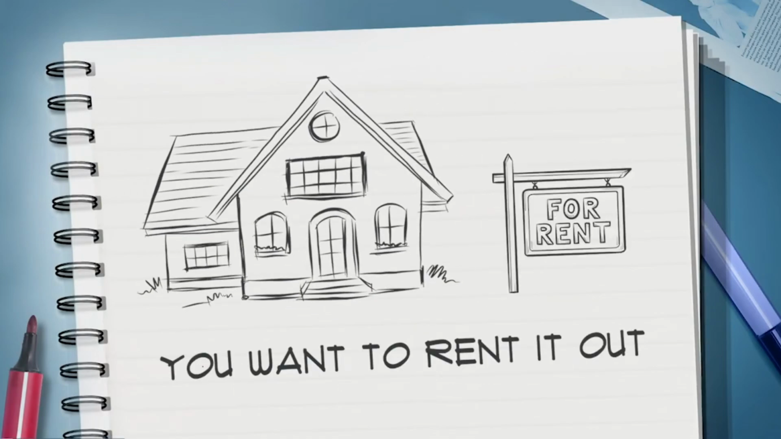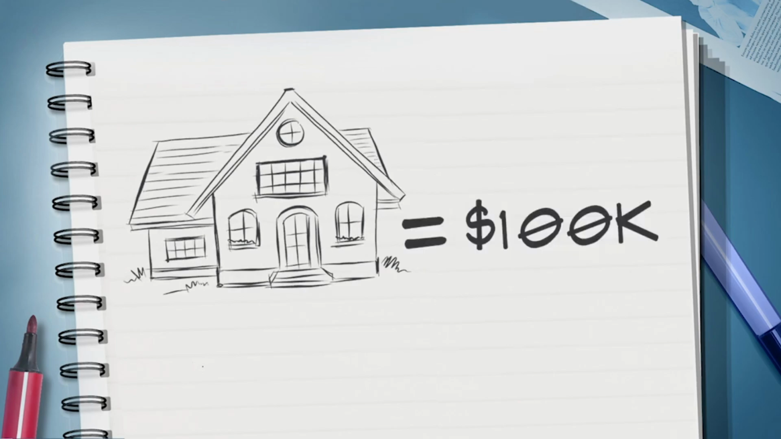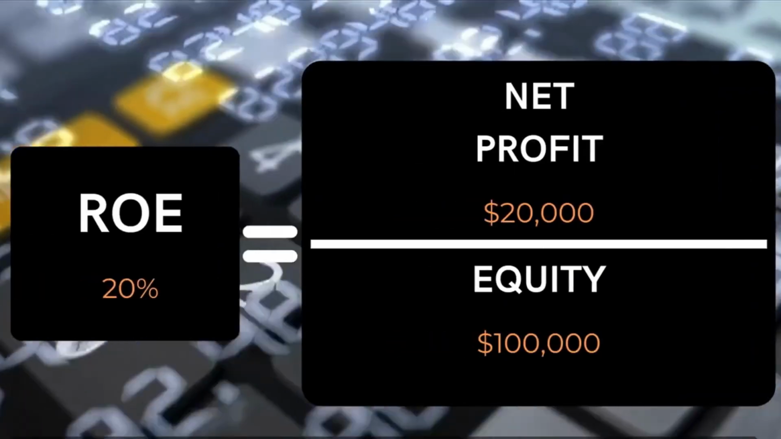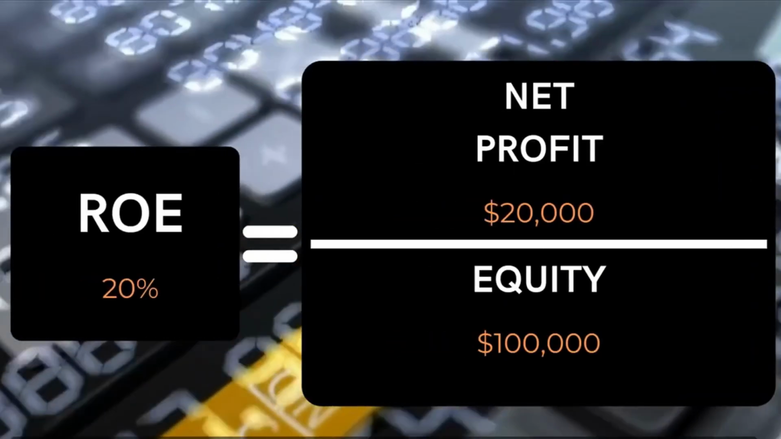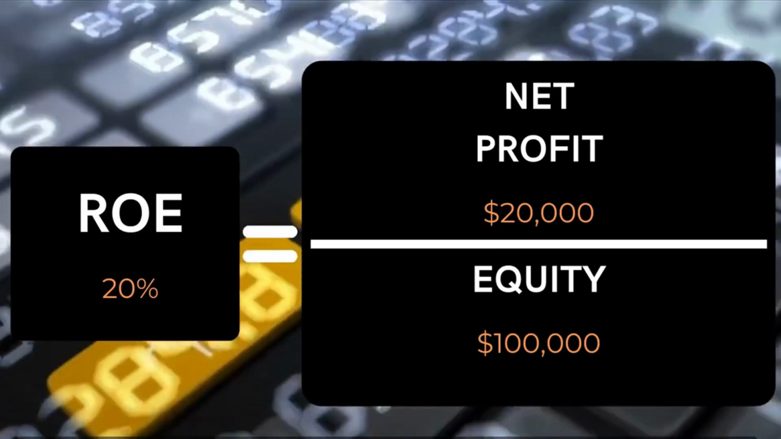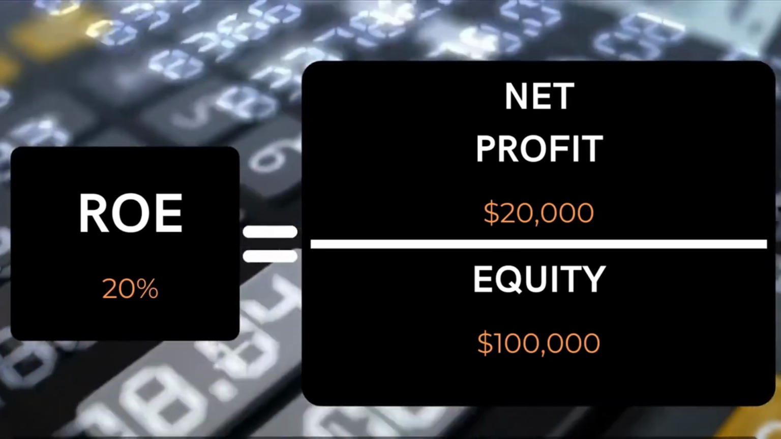So the ROE is a key metric that shows how efficiently your equity is being utilized to generate returns. To calculate your ROE, you divide the property's net income by the equity invested in the property. A high ROE indicates a good return relative to the equity invested. And in this case, what we're talking about is how much cash you have invested in the property.